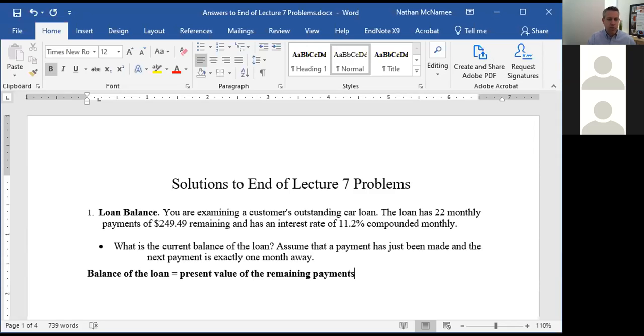So let's calculate what is the present value of the remaining payments. What do we know? Do we know N?